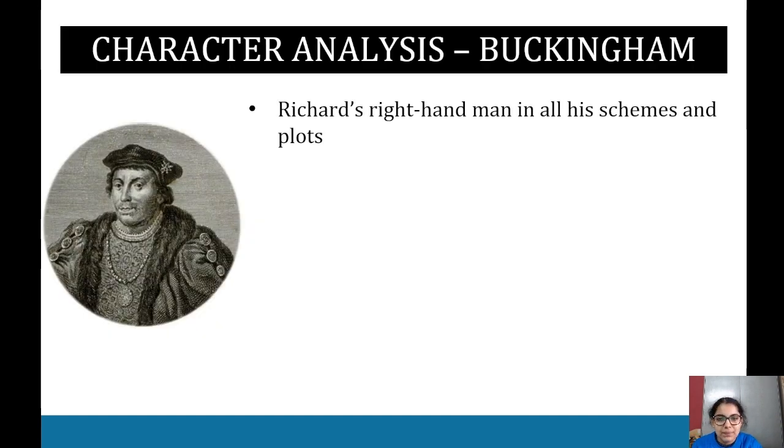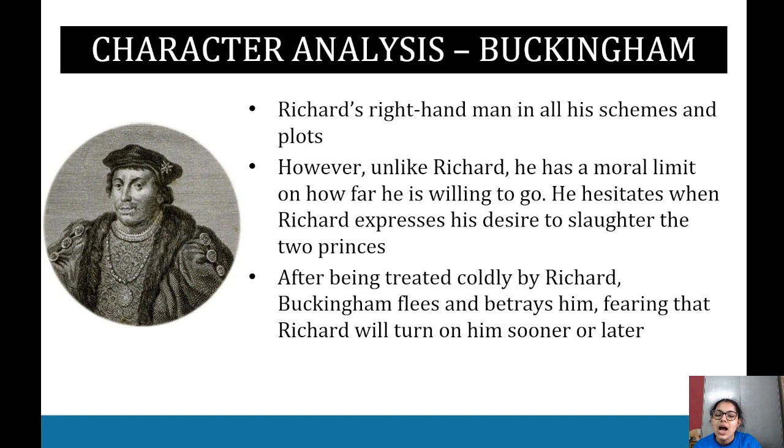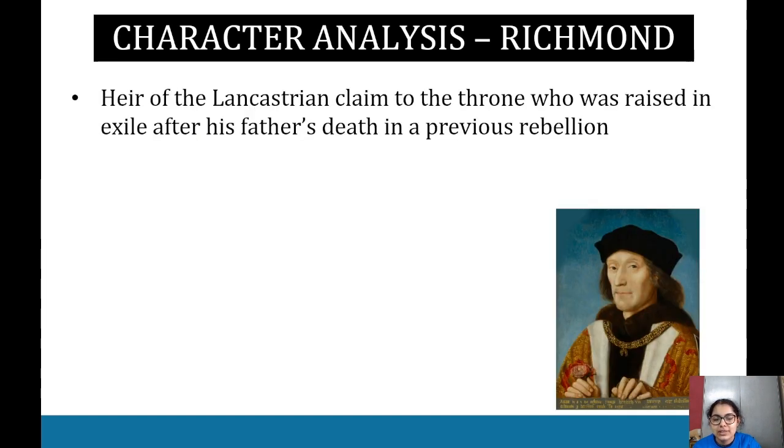Then we've got Buckingham. He is the right-hand man of Richard and is a part of all his schemes and plots until he's killed. However, unlike Richard, he also has a moral limit. He realizes that killing kids he won't do, but he has killed many others based on what Richard told him to do. He hesitates when Richard expresses his desire to slaughter the two princes. After being treated coldly by Richard, he flees and betrays him, fearing that Richard will turn on him. He's later captured and executed, fulfilling Margaret's curse prophecy.